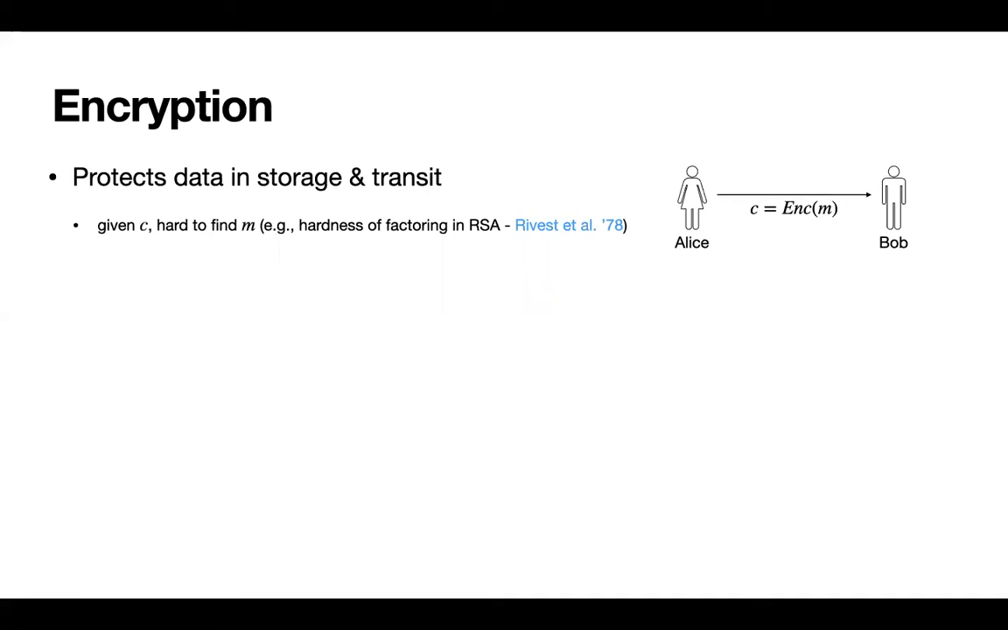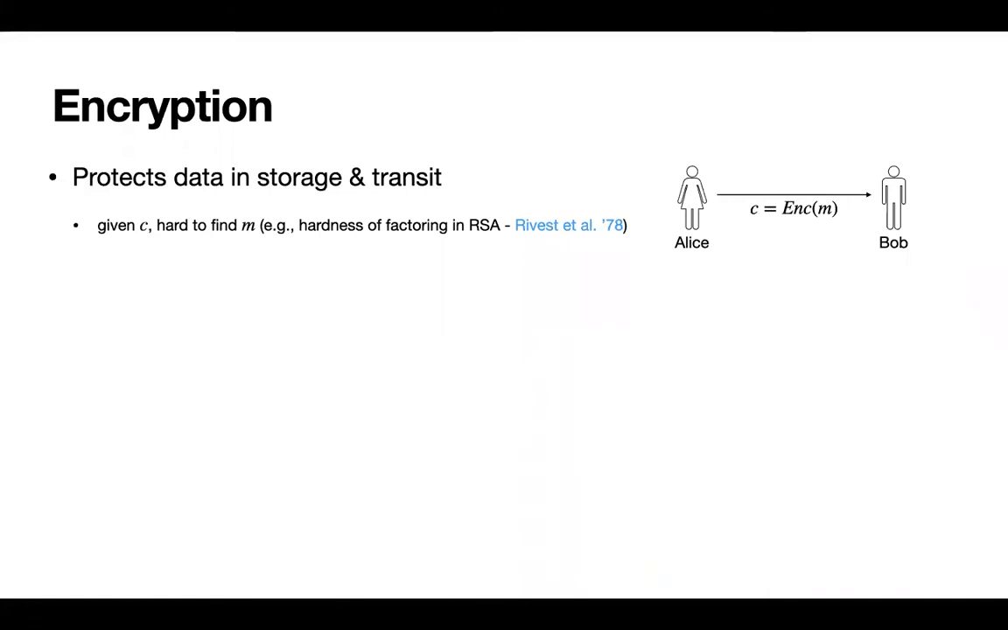So first, talking about encryption. Encryption deals with protecting data in storage and transit. You have these two people, Alice and Bob, who want to communicate, and they want to make sure that nobody can peek at what data is being sent in transit, right? So Alice encrypts the message M for Bob and gets a ciphertext. The idea is that given this ciphertext, it is very hard to find the plain text message M.